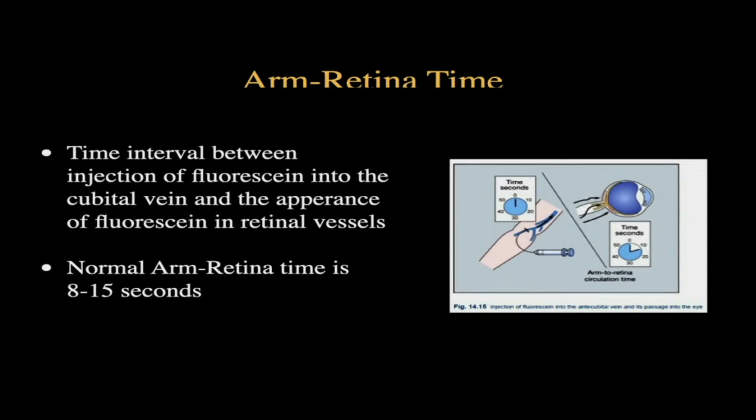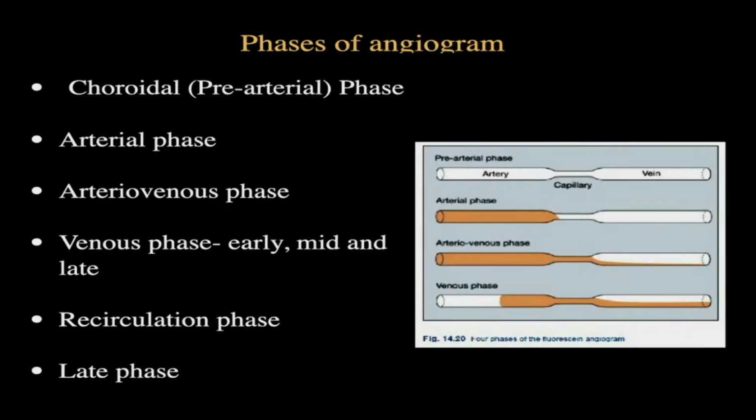Once you know what the arm retina time is, it's essentially the time interval between the injection of fluorescein into the cubital vein and the appearance of fluorescein in the retinal vessels. Normally this would be around 8 to 15 seconds. In certain conditions like ocular ischemic syndrome, this would be delayed.